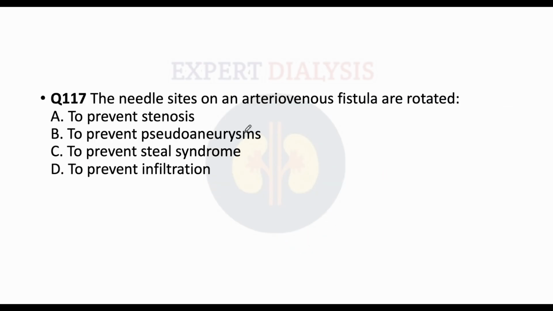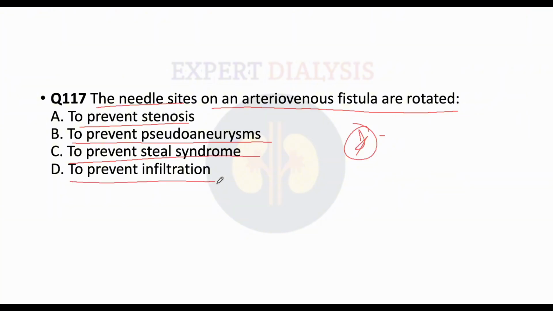Moving to the seventh question here, it says the needle sites on an AV fistula are rotated. Now, why we do this rotation? So, option A is to prevent stenosis, option B is to prevent pseudoaneurysm, option C is to prevent Steal syndrome, option D is to prevent infiltration. So, if we puncture same site again and again, what will happen?